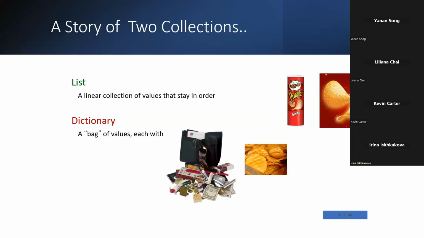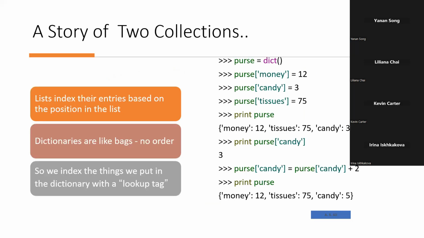Okay, compare it with a list, which is a simple linear collection of values that stay in order. We can write a list of odd numbers: 1, 3, 5, 7, 9, 11, and so on. This is a list of odd numbers. But a dictionary is a bag of values, and each one has its own label.